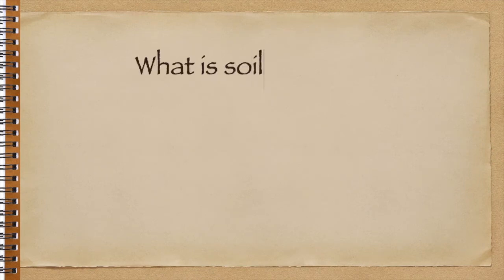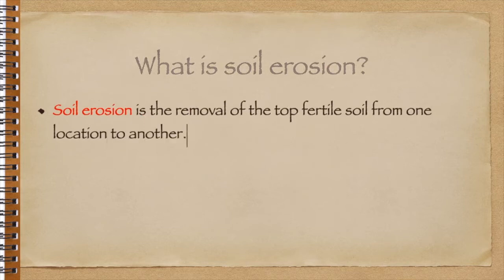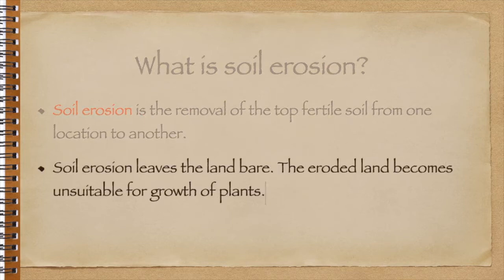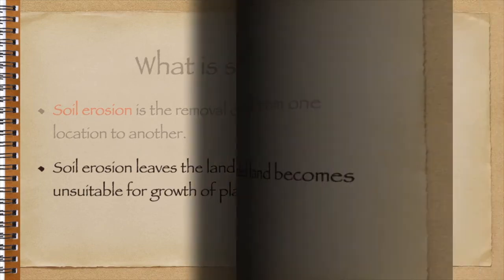Soil erosion is the removal of the top fertile soil from one location to another. Soil erosion leaves the land bare. The eroded land becomes unsuitable for growth of plants.